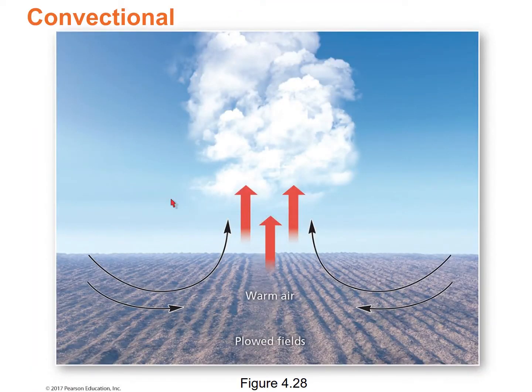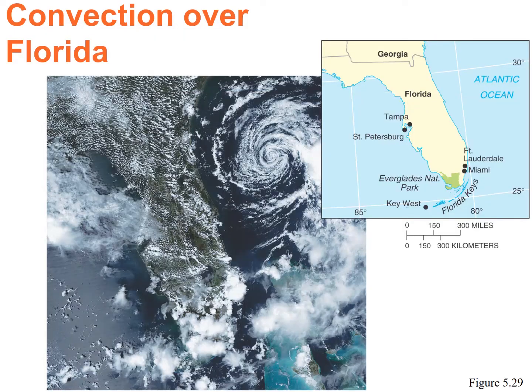The next is convectional lifting. Convectional lifting is very straightforward. Sun shines on ground, ground gets warm, warm air rises because it's less dense. So in this case, there's a plowed field, so it's dark, so the albedo would be low. There's also moisture. So the combination of a dark surface, sunlight, and water vapor, you're going to get condensation. As the water vapor condenses, it releases heat. The air keeps rising.